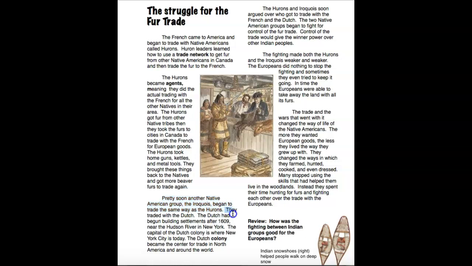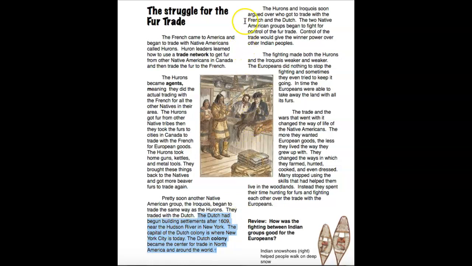But it says here they traded with the Dutch. So the Iroquois trade with the Dutch. So the Dutch are also Europeans. Then it's going to give us a little Dutch history. The Dutch had been building settlements after 1609 near the Hudson River in New York. The capital of the Dutch colony is where New York City is today. The Dutch colony became the center for trade in North America and around the world.